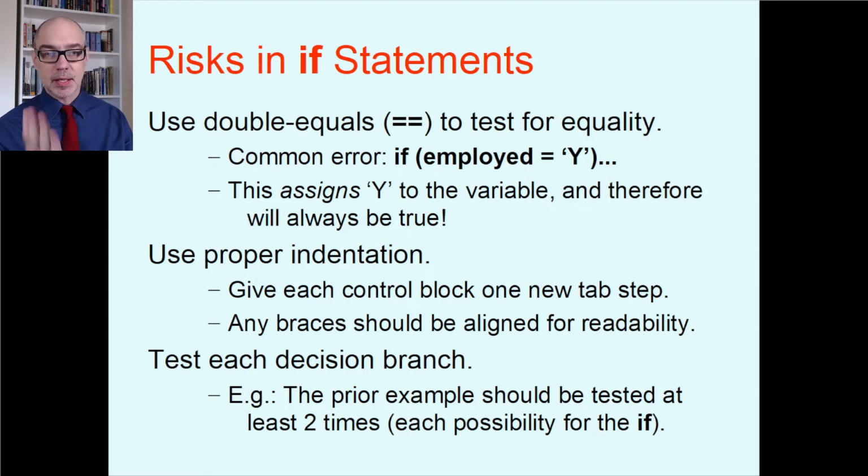And when you're testing it now, you need to test each decision branch. So when I test the program, if I have an if statement that either yes or no doesn't happen, I've got to test my program at least twice and confirm that the yes result happens properly and confirm that the no result also happens properly. So I have one single if statement in that example. I had to test it at least 2 times to make sure that both possibilities worked.